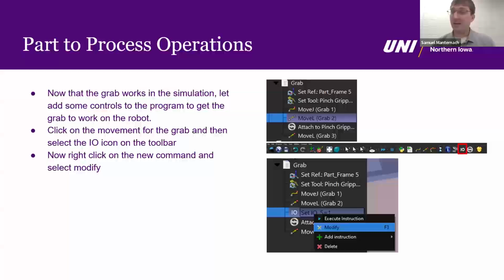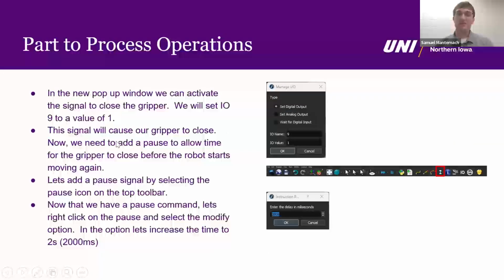We'll right click on that new instruction that you made. We're going to modify it, and we're going to set it to IO number 9, and you just set the value to 1. And just make sure it's set to set digital output. That way we're sending that digital signal. It's an on-off signal to the thing that it's going to fire. And that's going to cause our gripper to close. In the case of our gripper, it does take a moment for that gripper to close onto our part.